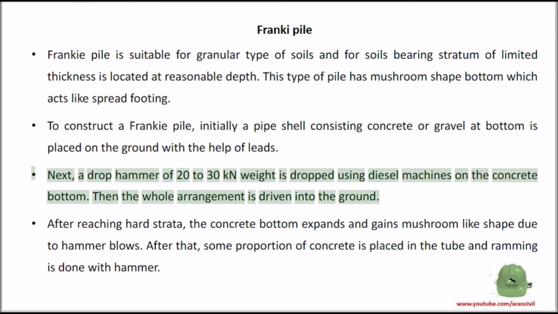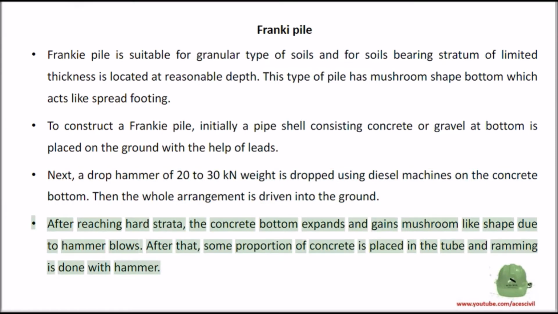Next, a drop hammer of 20 to 30 kN weight is dropped using diesel machines on the concrete bottom. Then the whole arrangement is driven into the ground. After reaching hard strata, the concrete bottom expands and gains a mushroom-like shape due to hammer blows. After that, some proportion of concrete is placed in the tube and ramming is done with the hammer.